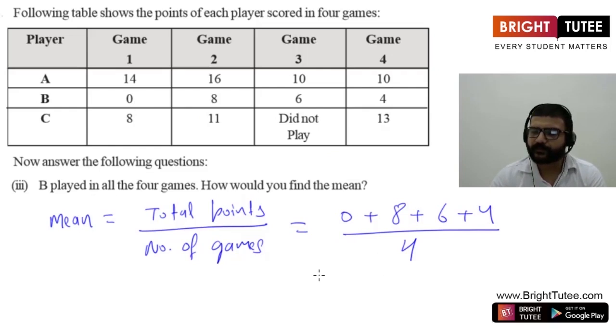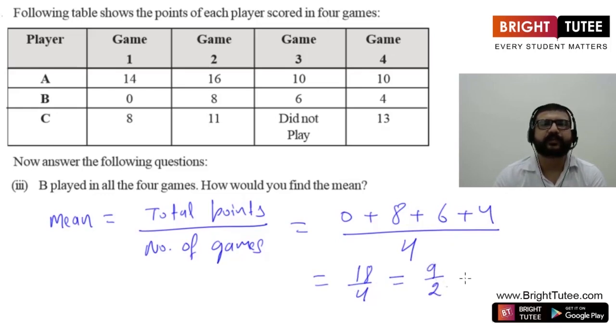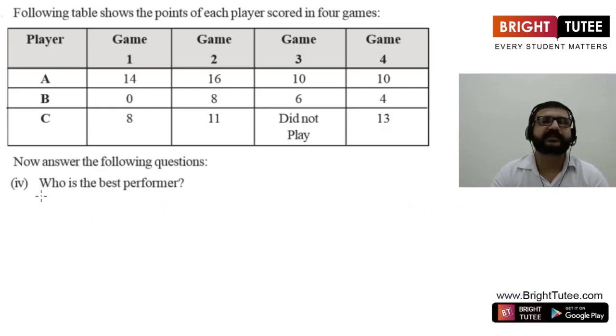So this sum will be equal to 0 plus 8 is 8, 8 plus 6 is 14, 14 plus 4 will give us 18. So this will become 18 divided by 4, and by simplifying this we will get 9 divided by 2, or we can write it as 4.5. So the mean of this data is 4.5. So for finding the mean, what we did, we found the ratio of total points and number of games. Now let's move to the next part of the question. The question here is, who is the best performer?